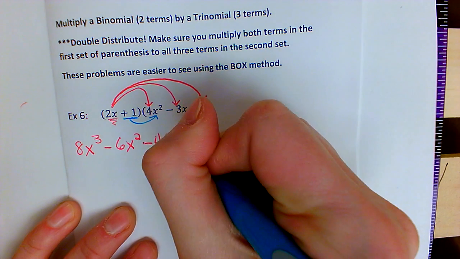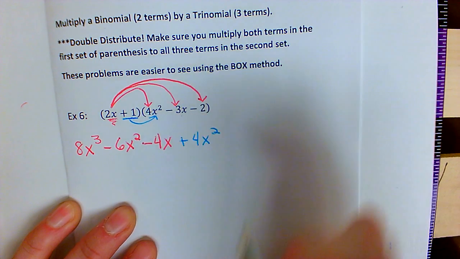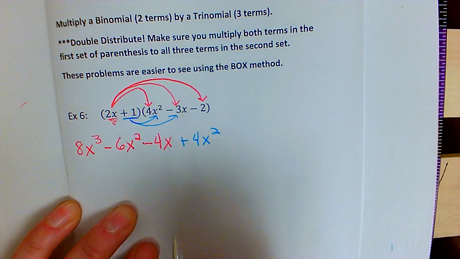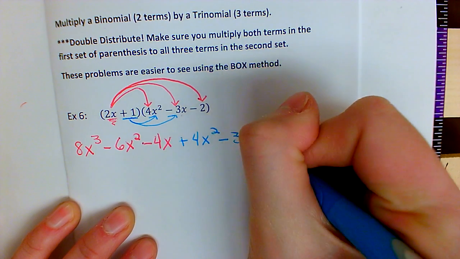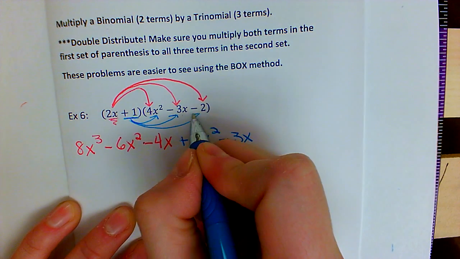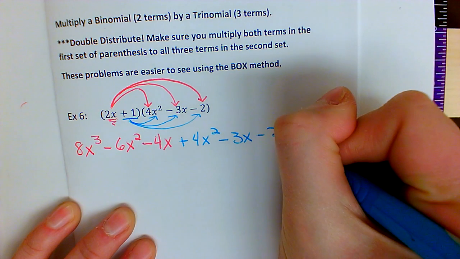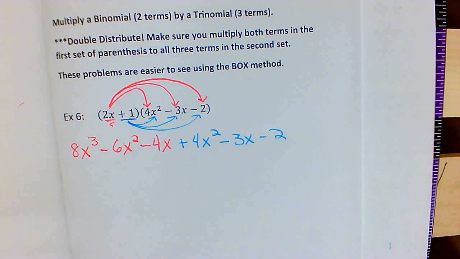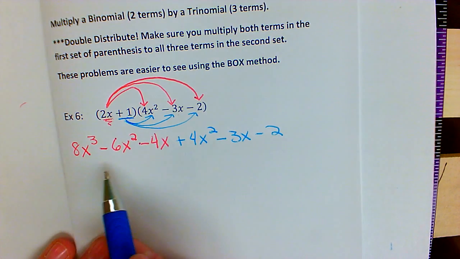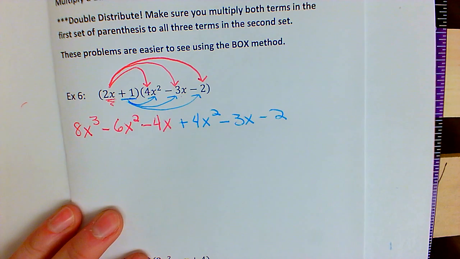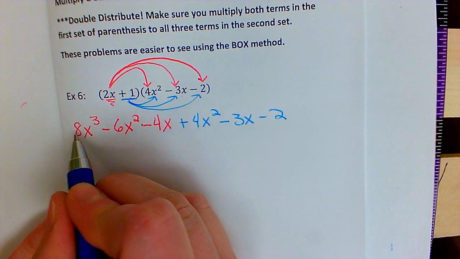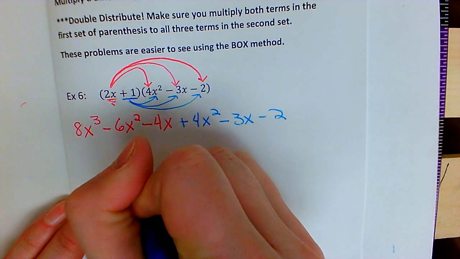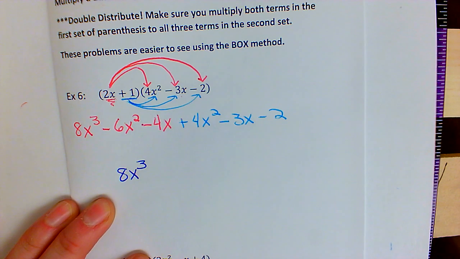1 times 4 still gives me a positive 4x squared. Then I'm multiplying 1 times a negative 3x, that's still negative 3x. And positive 1 times a negative 2 gives me negative 2. Now that we've taken care of the double distribution part, we've got to worry about combining the like terms. It's a bigger problem now, so you've got to make sure that you're keeping track of what you used and what you haven't used. 8x cubed, that one has the highest exponent, and it's the only one that's x cubed, so it goes first. So I'm going to mark it out now.